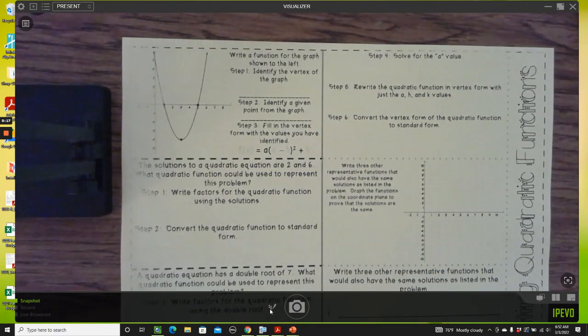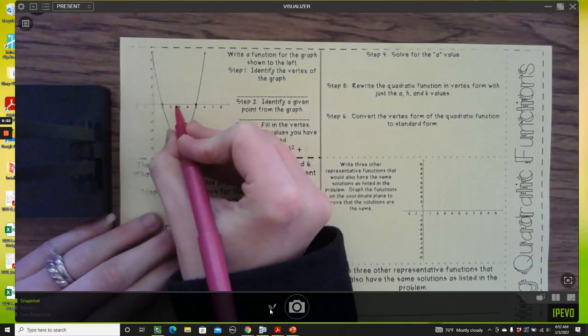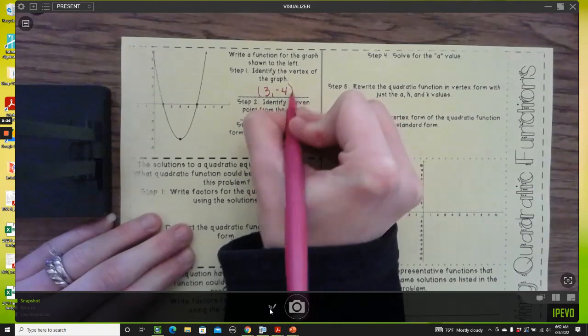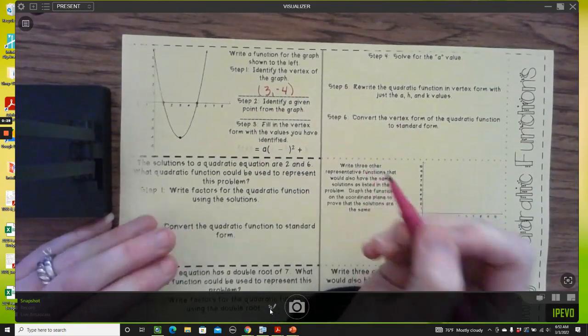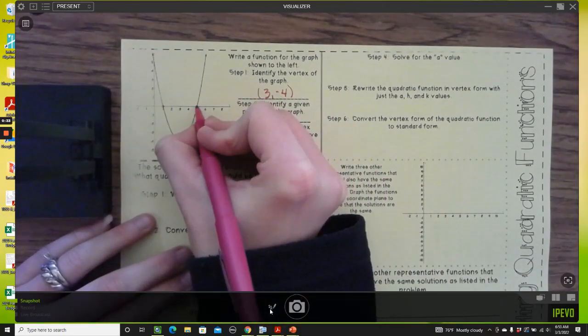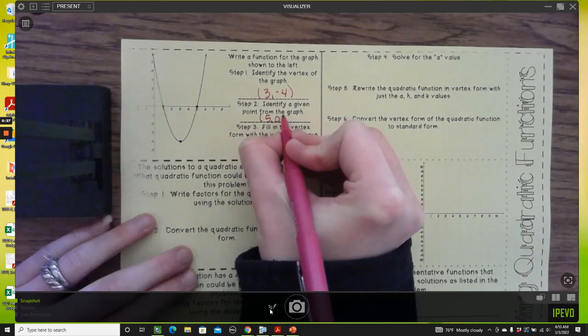So that's our first step, is identify the vertex. So our vertex is down here, it's a minimum, and it's at (3, -4). And then we need to identify a given point from the graph. And you can use any point. Always try to use one that they've kind of marked. So we're going to use this one here at (5, 0).